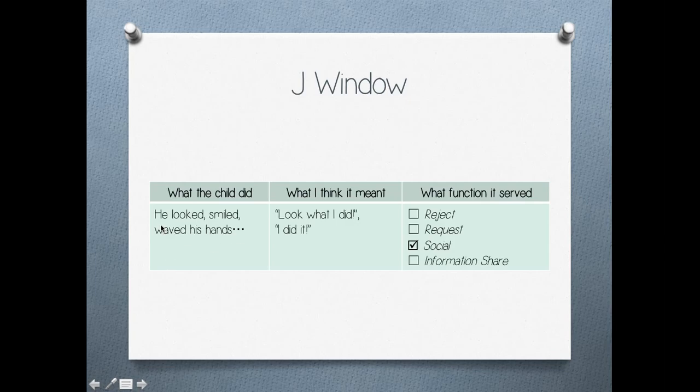Okay, so in this case, he's looking, he's smiling, he's waving his hands, almost clapping his hands, and I'm interpreting that to mean, look what I did, or I did it. He's not asking for anything, he's not rejecting anything. He's really doing this for purposes of social, like connecting with the person that's doing the filming. So I had attributed a social purpose to that.